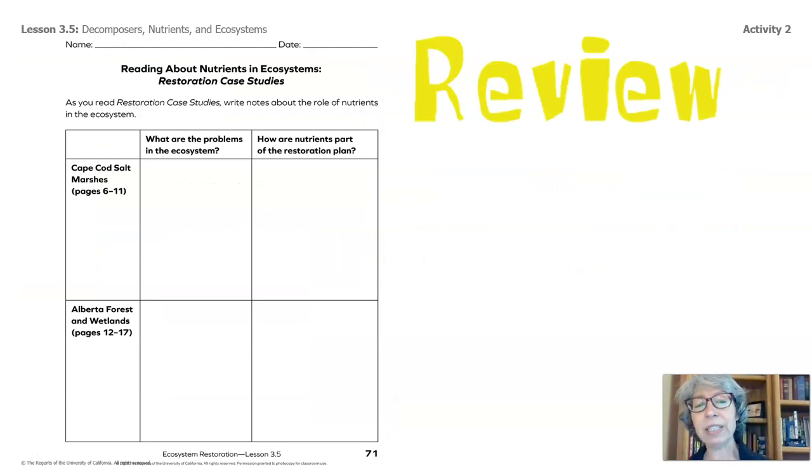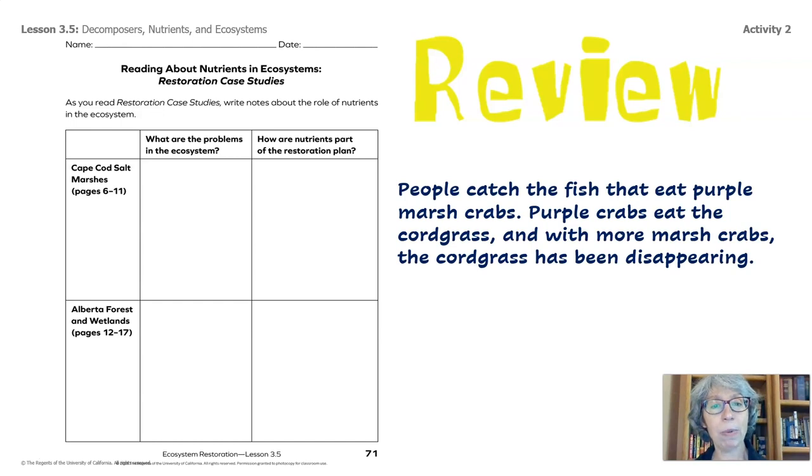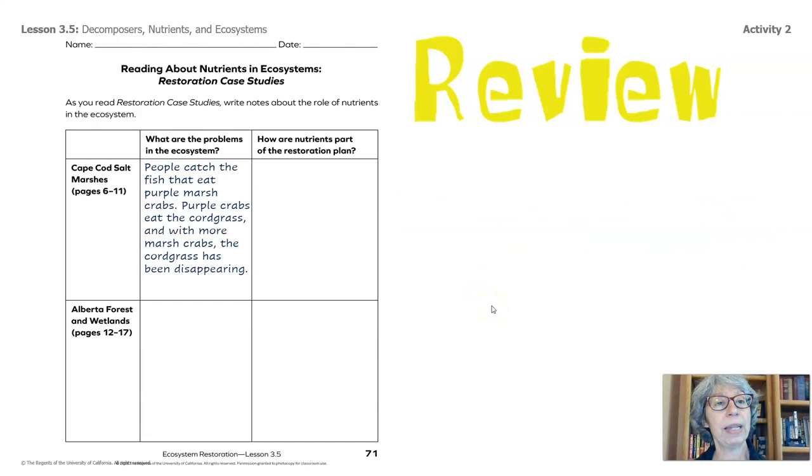All right, let's review. Let's take a look at the first row for the Cape Cod salt marshes. We'll look at that together, and then you'll take your responses for the Alberta forest and wetlands back to your classroom meetings to discuss with your classmates and your teacher. Okay, so what are the problems? Well, people catch the fish that eat the purple marsh crabs. These purple marsh crabs eat the cord grass. And with more marsh crabs, we have less cord grass because it's disappearing, being gobbled up. So we're going to put that there.